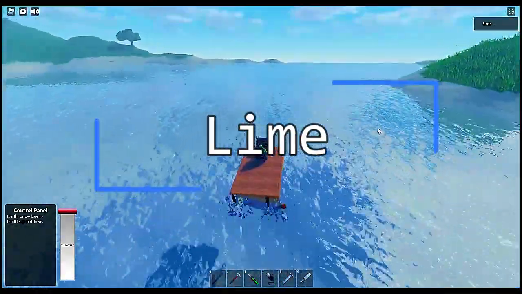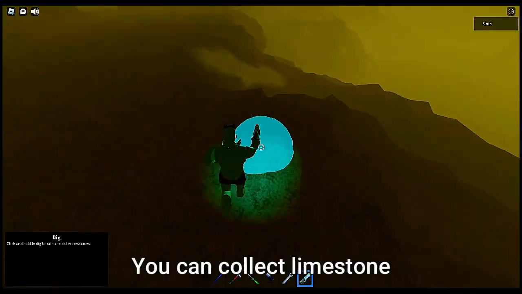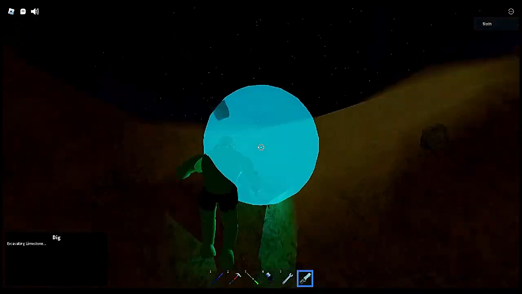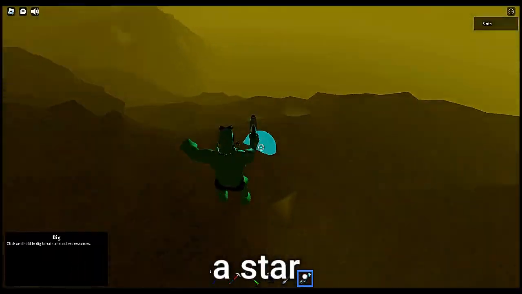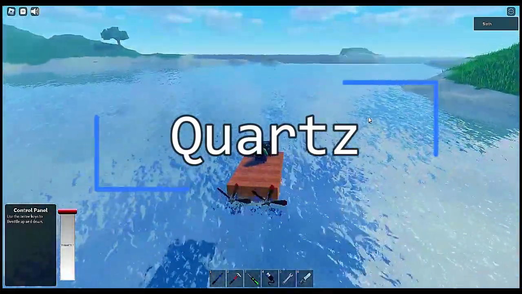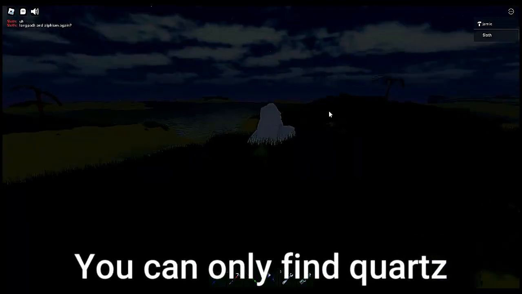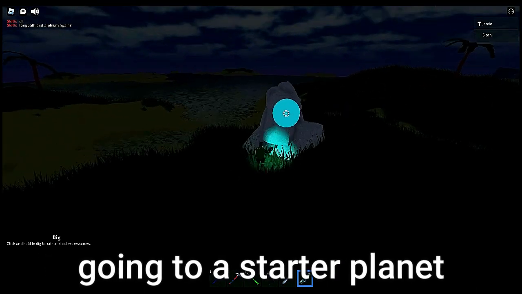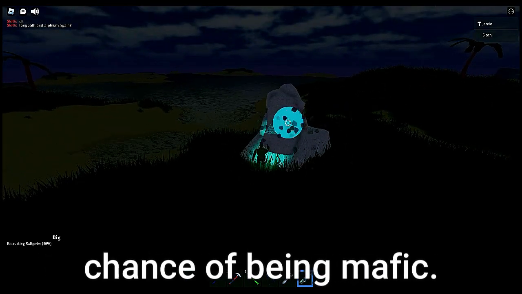Now it is lime. You can collect limestone like sand, just by traveling to a planet which has a vacuum atmosphere and is probably next to a star. You can only find quartz at mafic planets. You can find a mafic planet by going to a starter planet, which has a 100% chance of being mafic.